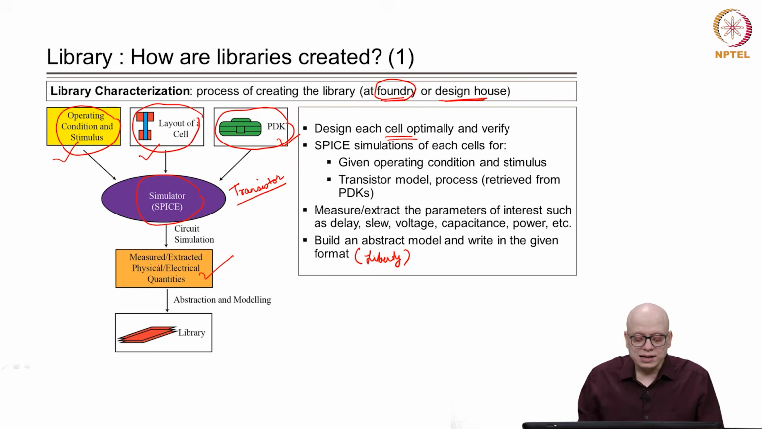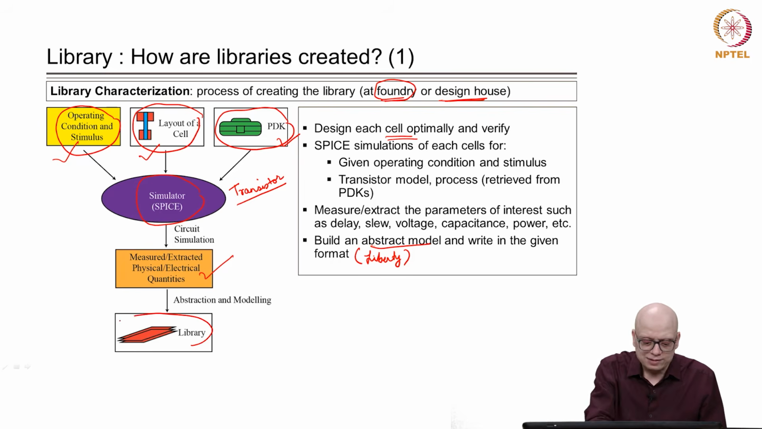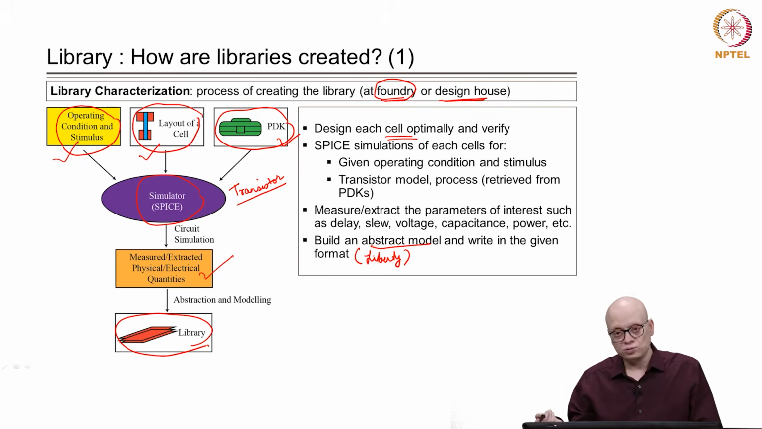From the measured and extracted physical and electrical quantities, an abstract model is built, meaning a model which can be used later on by various synthesis tools, STA or static timing analysis tools, and physical design tools, and so on. That model is then written in a file which will be a .lib file, in the Liberty format. Once we get this library file, it will be used in the design flows subsequently.